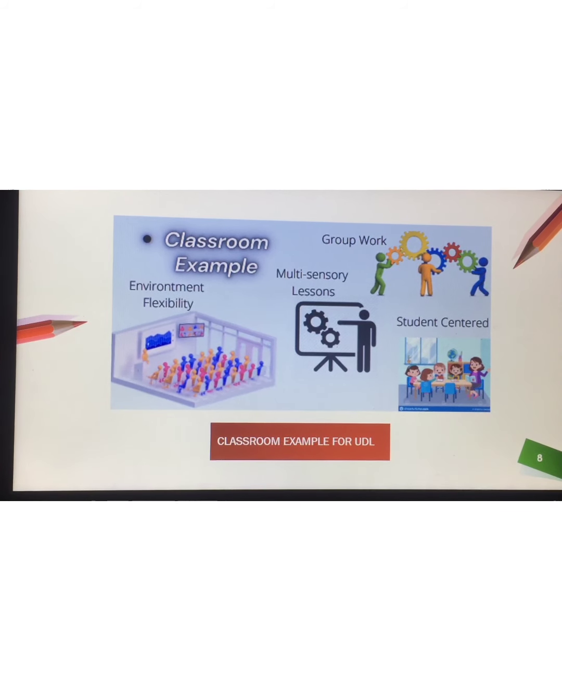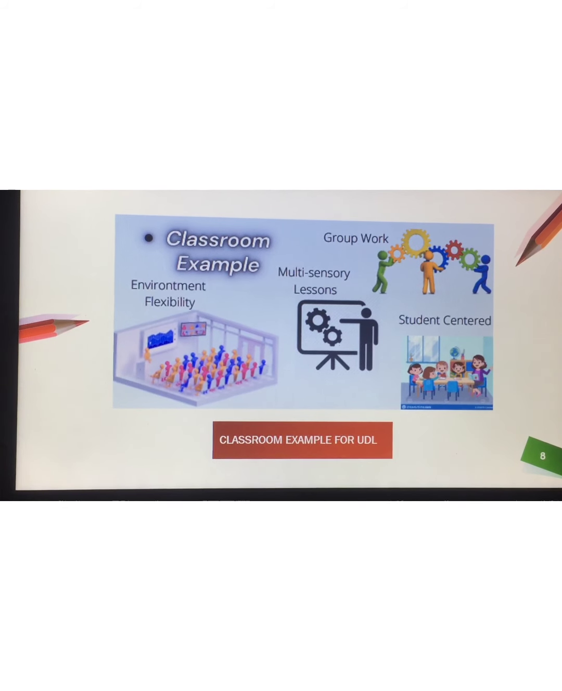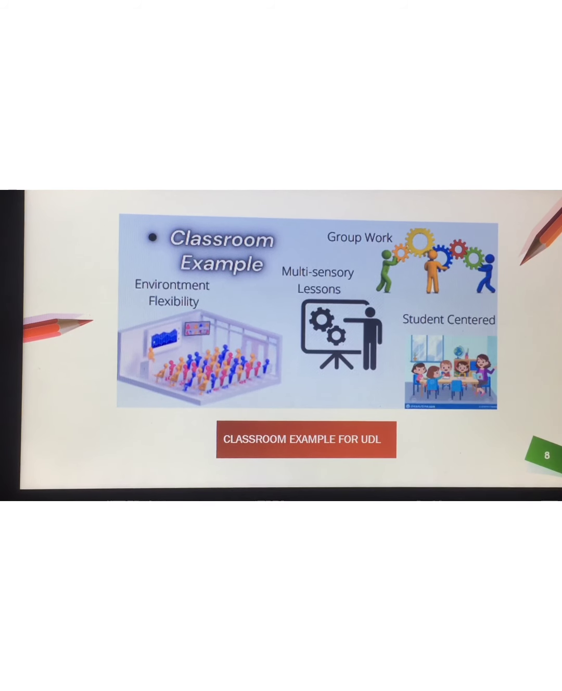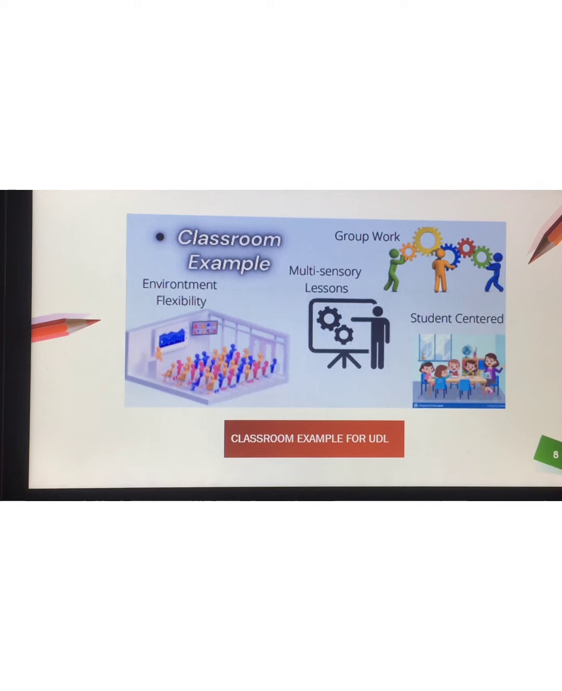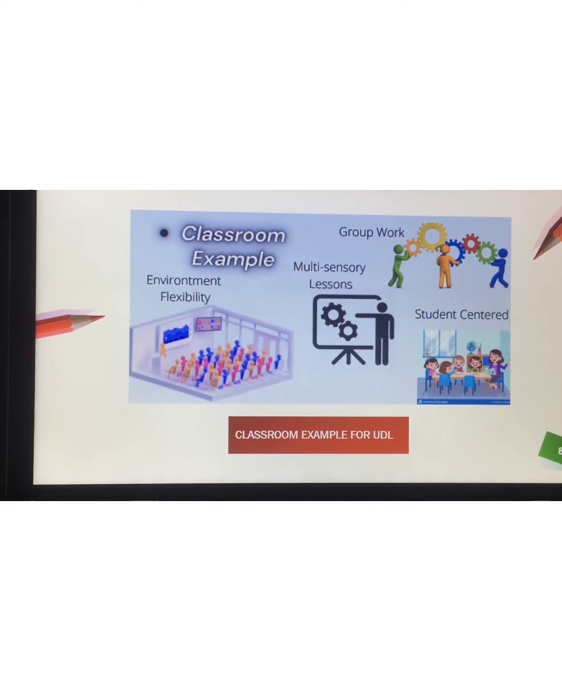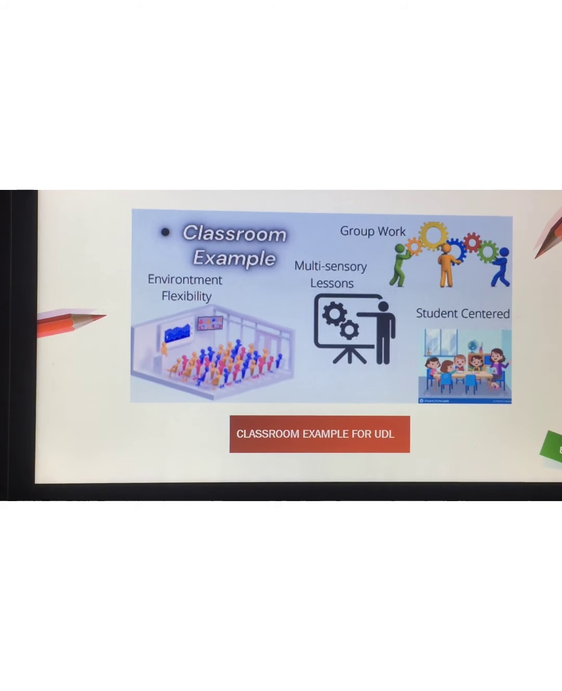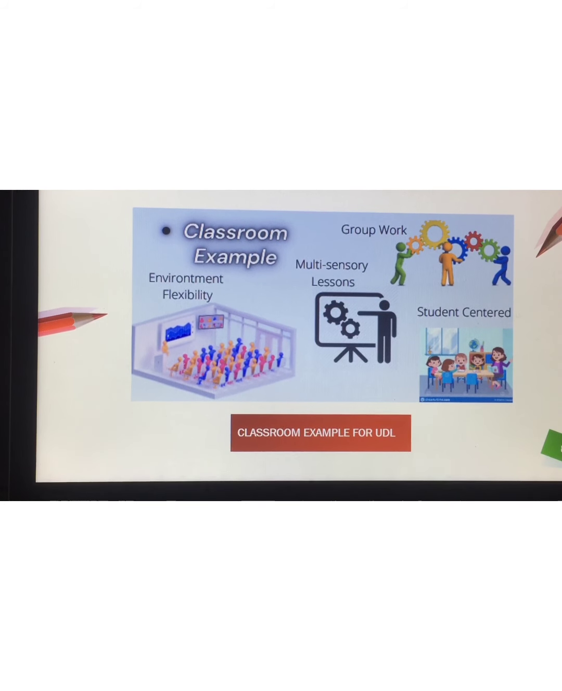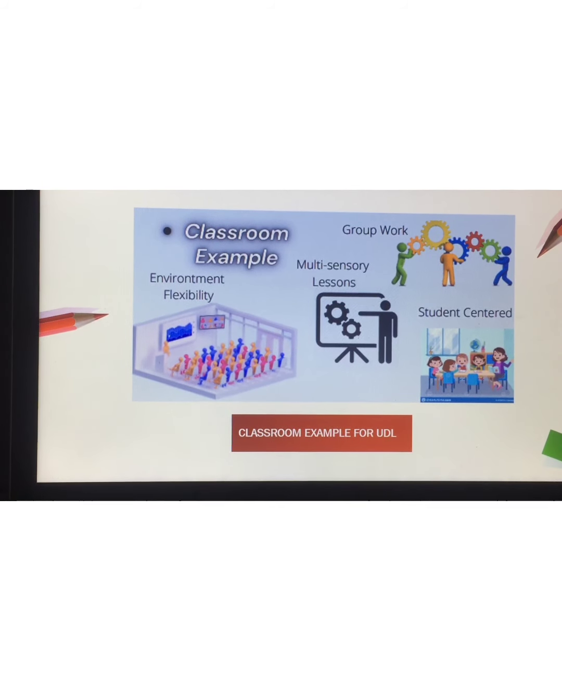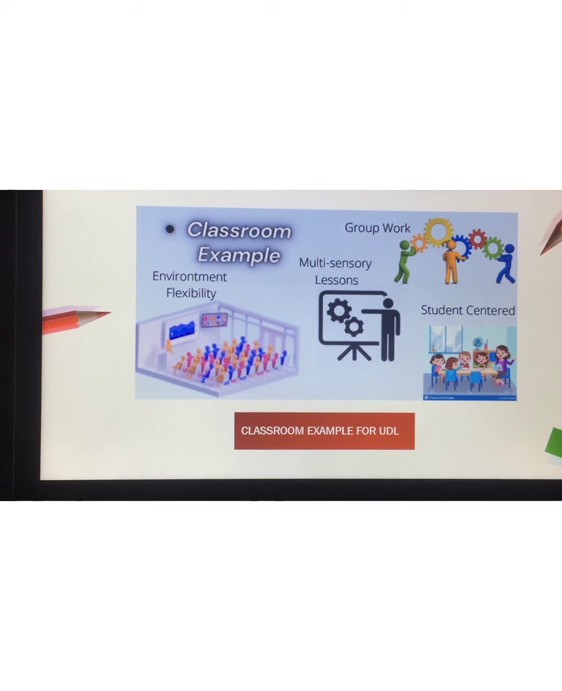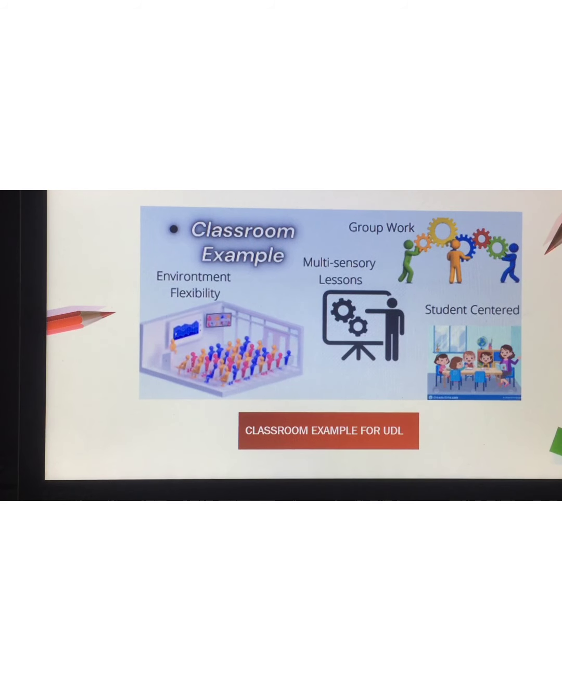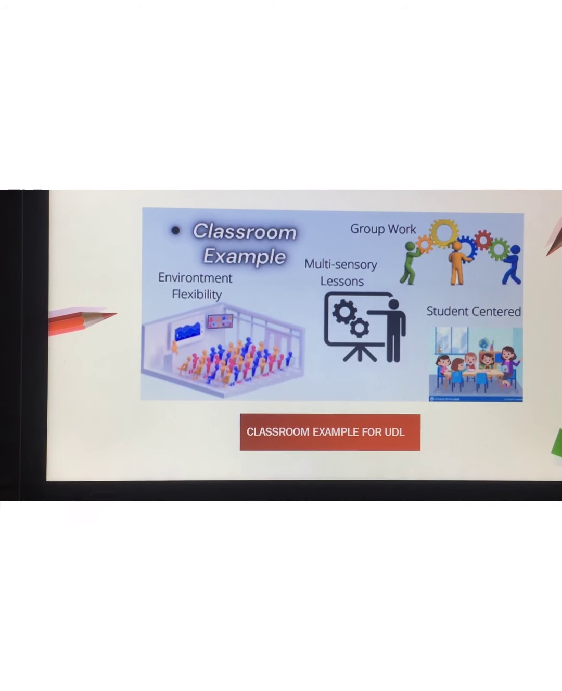For environment flexibility, it starts with flexible workspaces, including one for quiet individual work and one for small and large group work. For multisensory lessons, it conveys information through things like touch and movement, called tactile and kinesthetic elements, as well as sight and hearing. That's all for classroom examples of UDL.